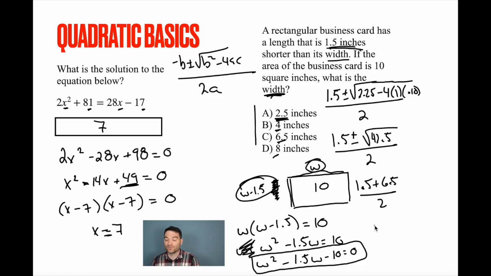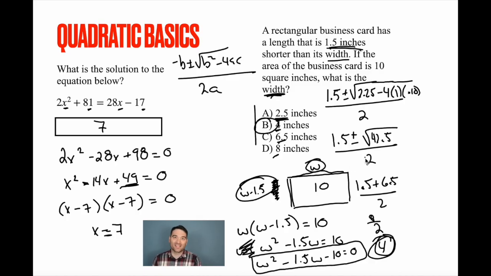That's 8 over 2. So that's 4. And then 1.5 minus 6.5 gives me a negative number. Well, that's not possible. I can't have a negative distance. So the answer that solves this, or the number that solves this, I should say, is 4.